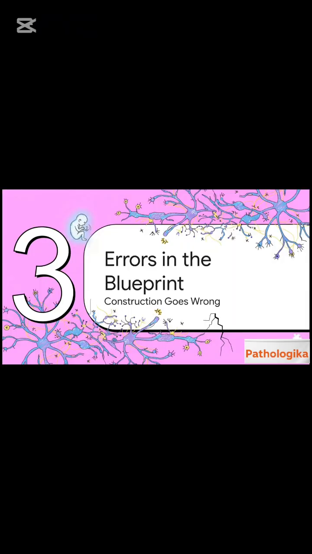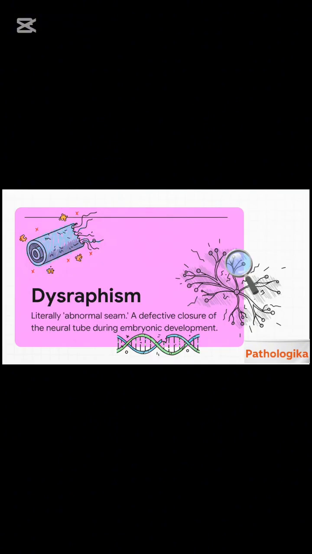So here's the crucial point. This whole construction process is exquisitely precise. And because it's so complex, with so many steps that have to happen in a perfect sequence, it's also incredibly vulnerable. So now we're going to shift gears and look at what happens when there are errors in that initial blueprint. Remember that amazing folding process we just saw, where the neural folds fuse together to create that perfect tube?